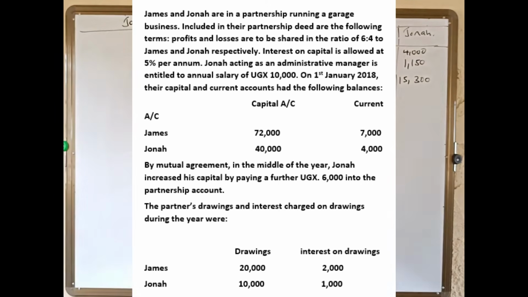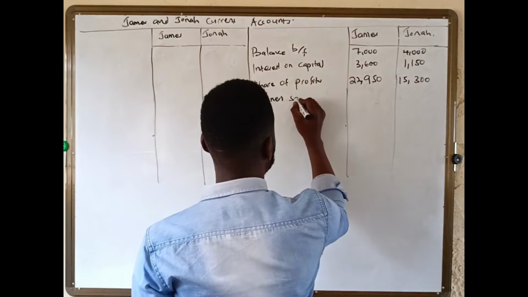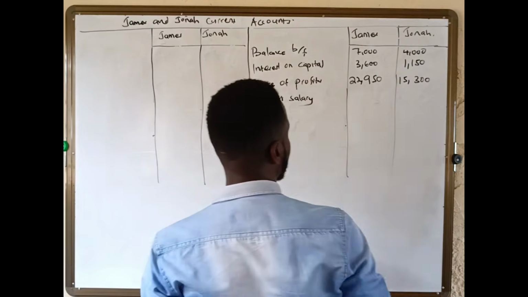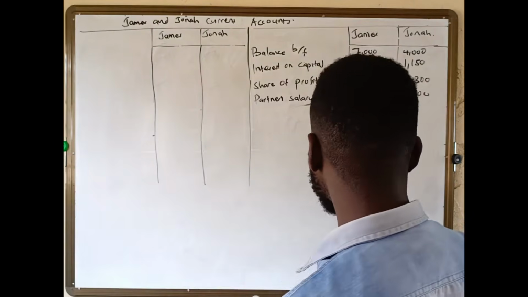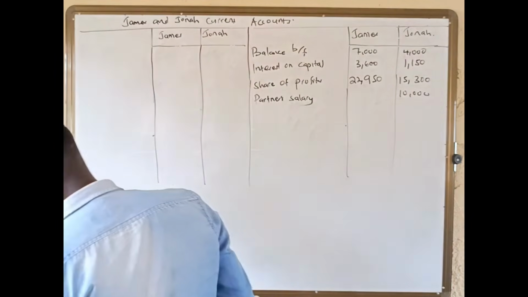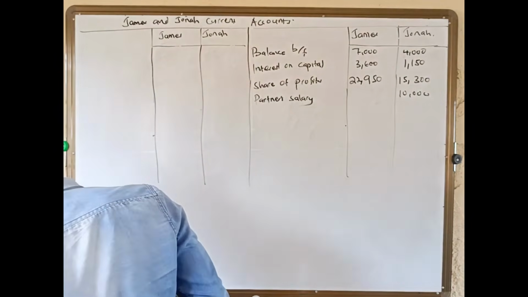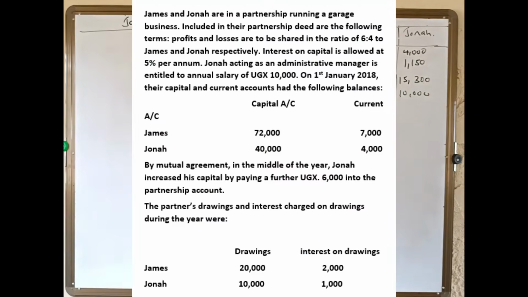So we come here and say partner's salary was worth 10,000. So that's the amount that we have as a partner's salary. Then we continue.